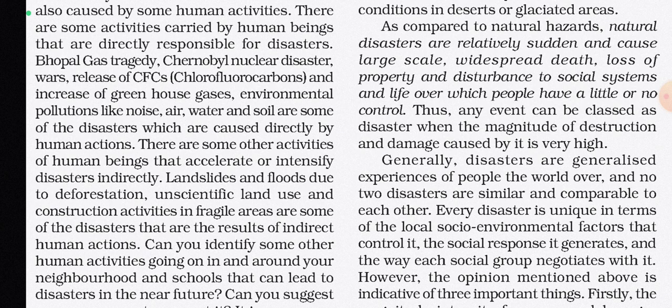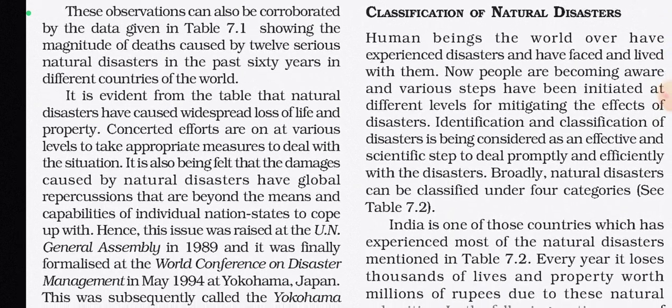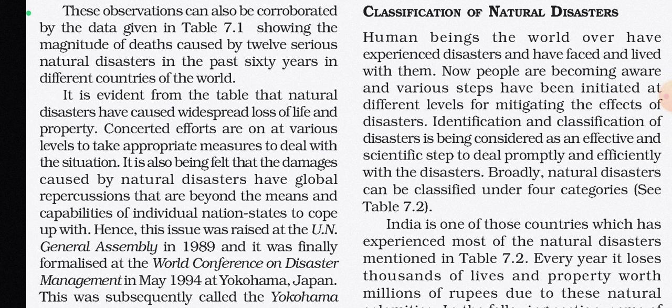Colonization of flat plains of most of the rivers and development of large cities and port towns like Mumbai and Chennai along the coast and touching the shore, due to high land values, make them vulnerable to the occurrence of cyclones, hurricanes, and tsunamis. These observations can also be corroborated by the data given in table 7.1, showing the magnitude of deaths caused by 12 serious natural disasters in the past 60 years in different countries of the world.